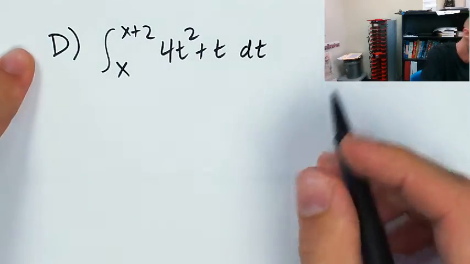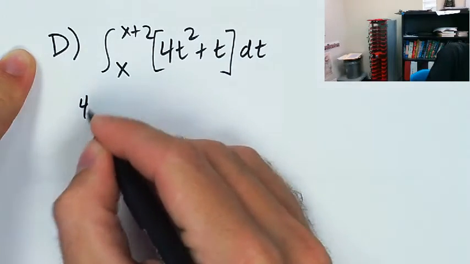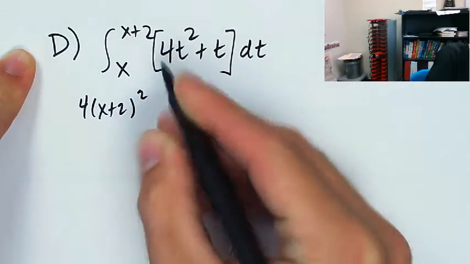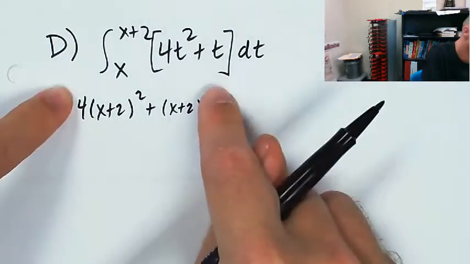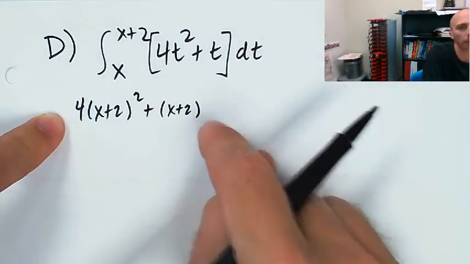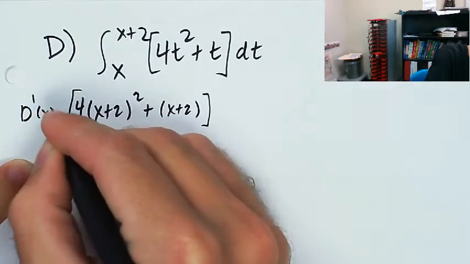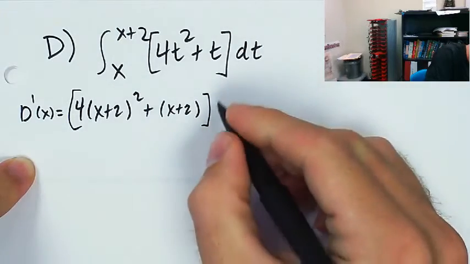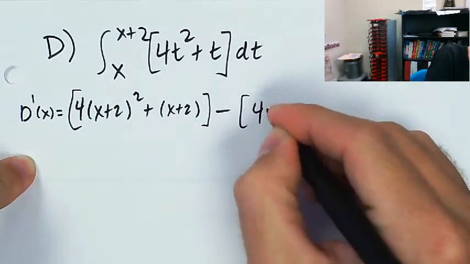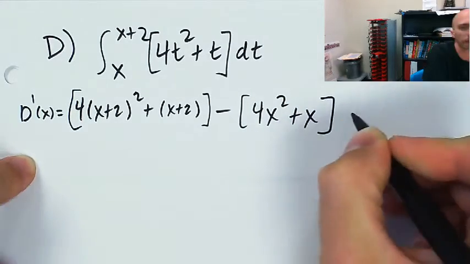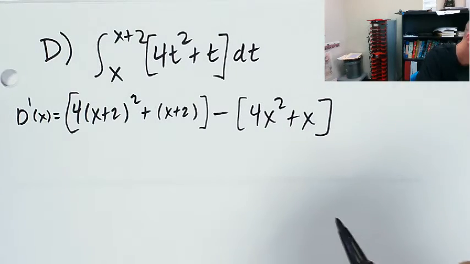So what's going to happen is I'm going to throw in x plus 2 wherever I see this. So 4 times x plus 2 squared plus x plus 2. And then I'm going to multiply this thing by the derivative of x plus 2, but that's just 1, so I'm just going to leave that as it was. And then I'm going to subtract what happens when I throw x in, because x is the lower bound. So that's 4x squared plus x times the derivative of x, which is just 1 for the chain rule. So I've got this. That's cool, right? We can deal with this.